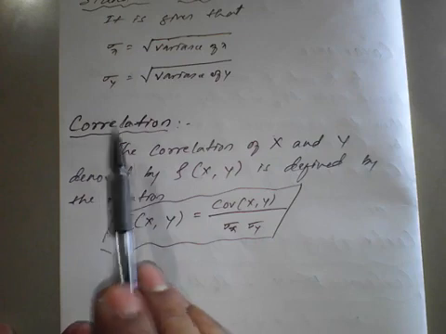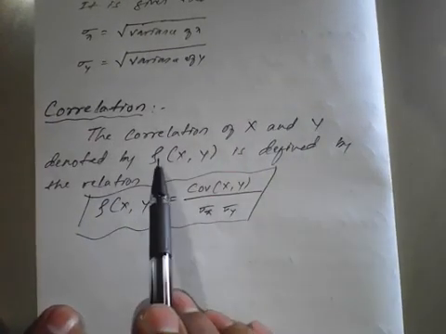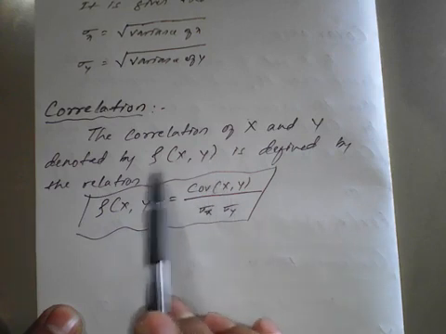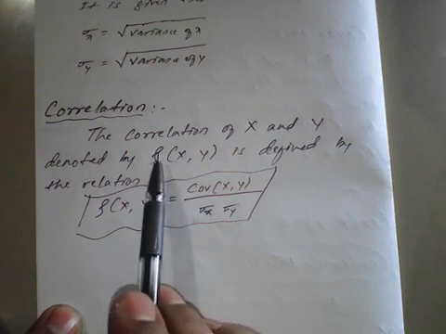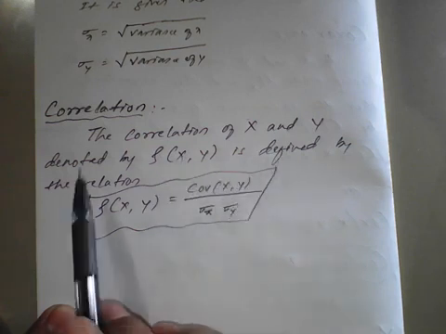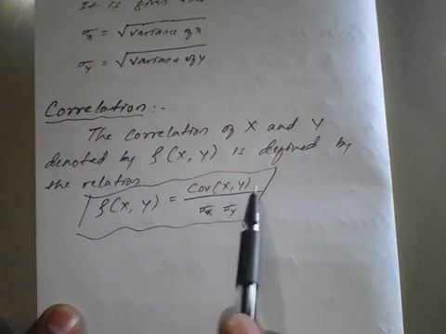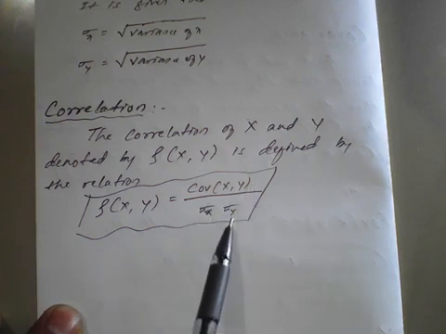Now finally the correlation. The correlation of x and y is denoted by rho of xy. We are going to find the strength of that relation. That rho of xy is defined by the relation rho of xy is equal to covariance of xy divided by standard deviation of x into standard deviation of y.